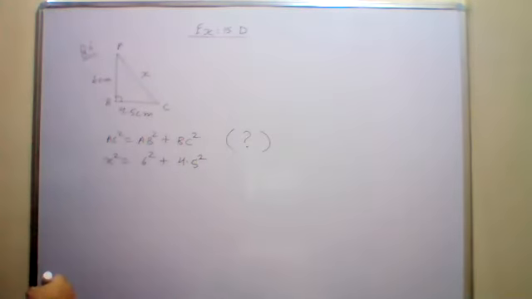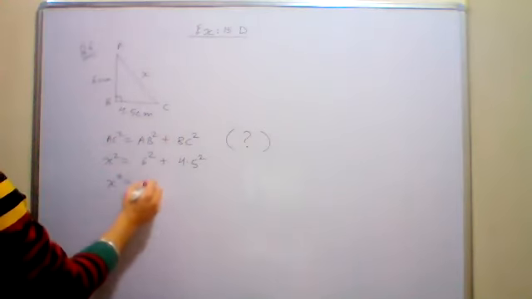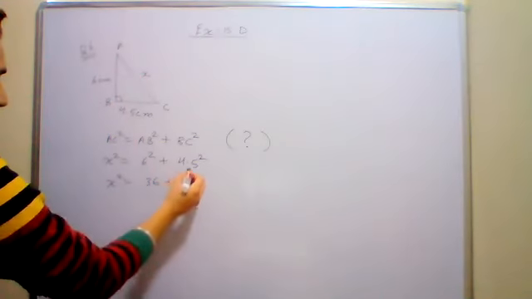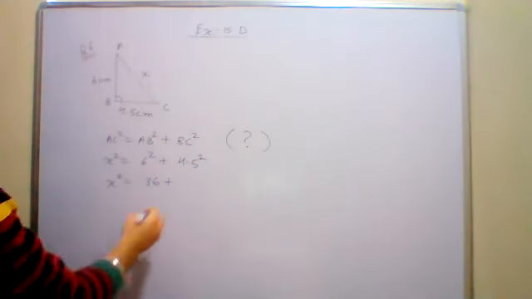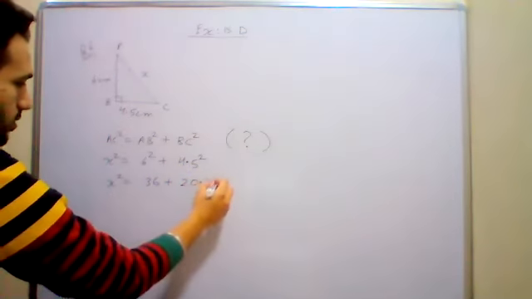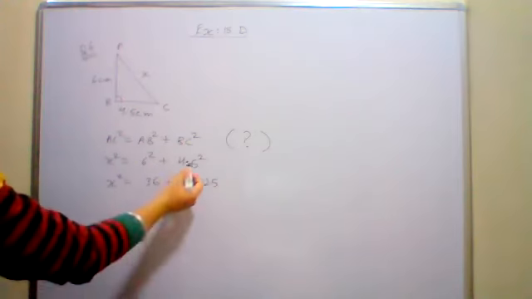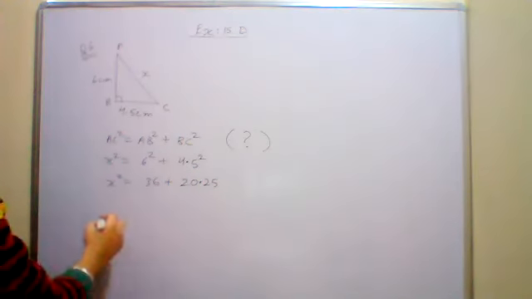Okay, 4.5 दिया ना third side. 6 centimeter, 4.5 centimeter, and you have to find the hypotenuse. Okay, so x square is equal to 36 plus 4.5 square, that means 20.25. 6 का square 36 हो गया, 4.5 का square हो गया 20.25.